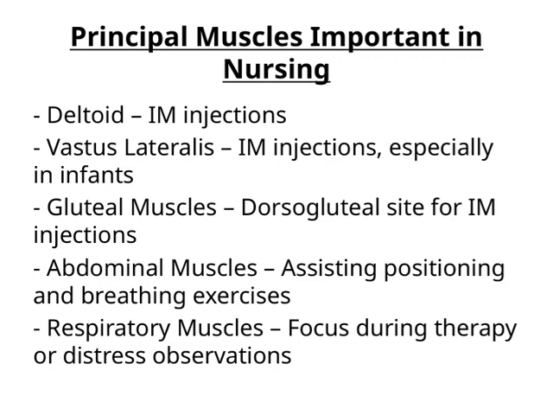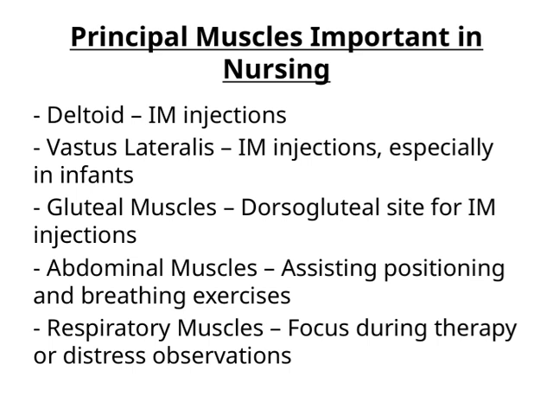Now, let's take a closer look at some of the principal muscles that are important in nursing practice. First, we have the deltoid muscle, which is a common site for intramuscular injections. It's easily accessible and ideal for delivering vaccines or medications. Next, the vastus lateralis muscle is especially important when administering injections to infants, as it provides a safe and effective site for IM injections in this age group.